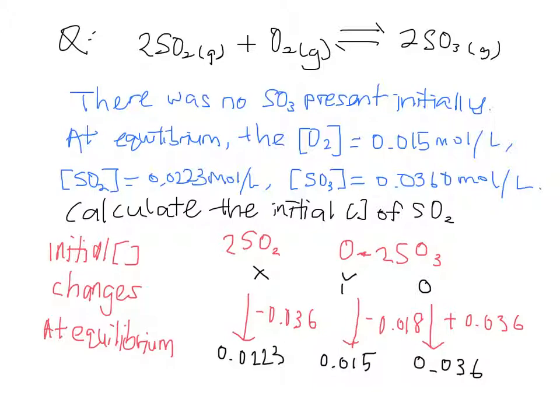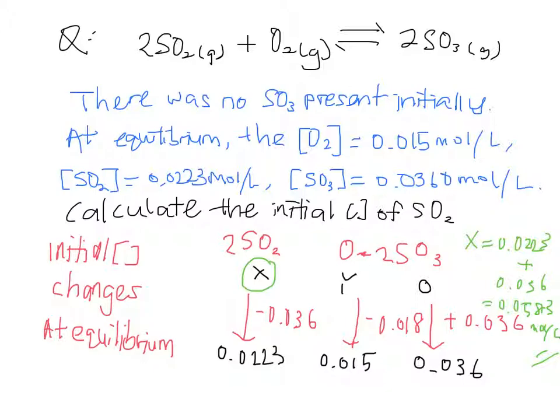So if we were to calculate the initial concentration here, X will be equivalent to 0.0223 plus 0.036, giving you a value of 0.0583 mole per liter. That's it. That's your answer.